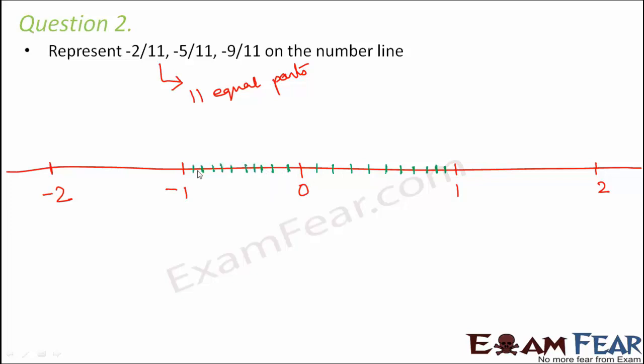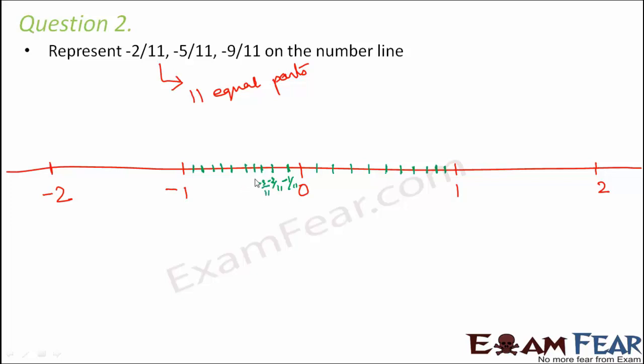So this is how we have divided it into 11 equal parts. So let us now start locating the points. So this is 0. So what would be this point? This is one part out of 11 parts. So this would be minus 1 by 11. The next point would be minus 2 by 11. The next point would be minus 3 by 11.